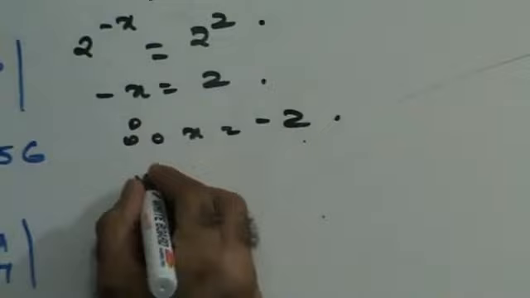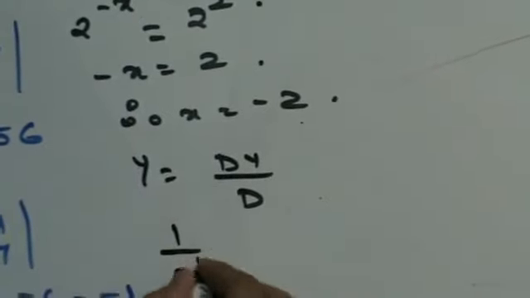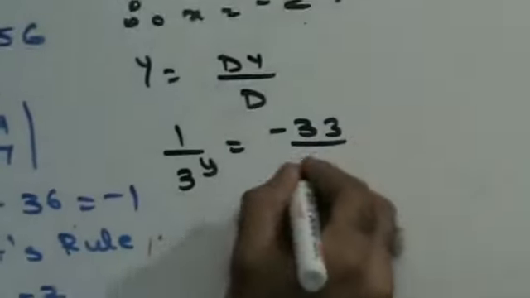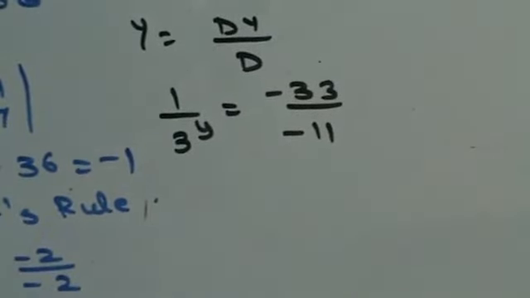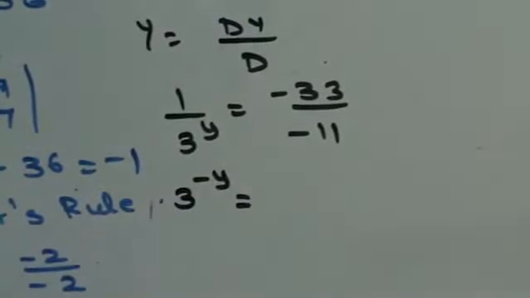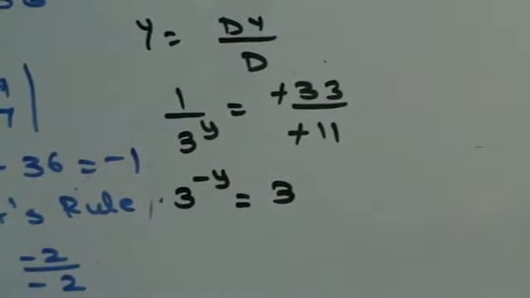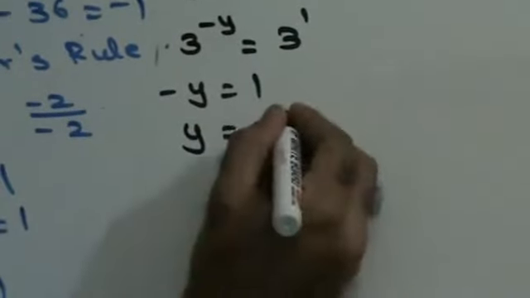Similarly, I can find out y. Y is equal to Dy upon D by Cramer's rule. Capital Y you had assumed as 1 upon 3 raised to y is Dy, minus 33 upon minus 11. 3 raised to y, when I take it in the numerator, the sign of the indice changes. So this will become 3 raised to minus y is 3. Minus and minus gets cancelled. When there is nothing in the indice, you assume the indice to be 1. Since the bases are same, I will equate the indices. So minus y is equal to 1. So y is equal to minus 1.